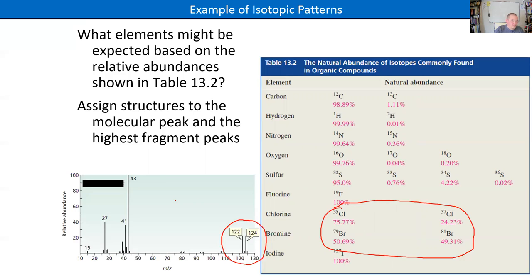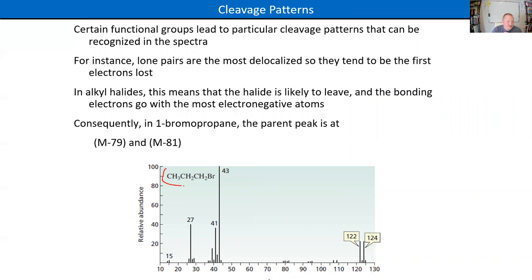And usually if you have a halide present, the lone pair electrons are the most delocalized. They're the most spread out, which means they're also the most likely to be hit by that electron stream that knocks stuff off. And they're also pretty good leaving groups. So typically, if you have an alkyl halide, your molecular ion peak is not going to be very big, because the first thing that happens is your halide gets hit with the electron and then leaves. And so your base peak is usually going to be the mass of whatever you had minus the halide, which is what we see here, right, Cody? Okay.